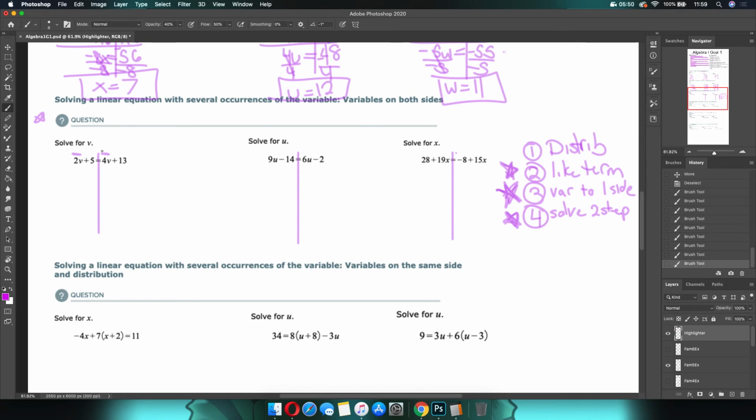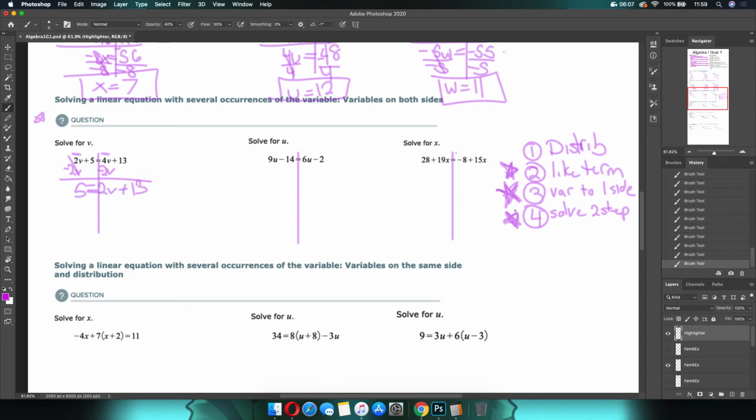Now, Ms. Dubois, as a math teacher, as good as the human calculator is, I don't like dealing with negative numbers if I don't have to. So I'm going to move the 2v. To v or not to v? That is the question. So 4 minus 2 is 2v plus 13.